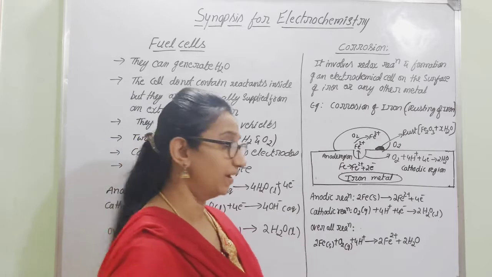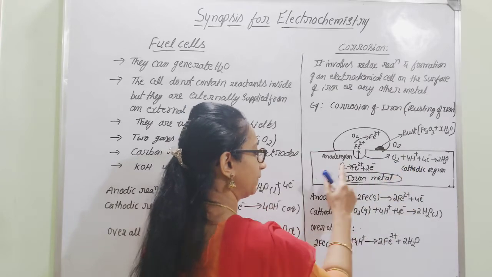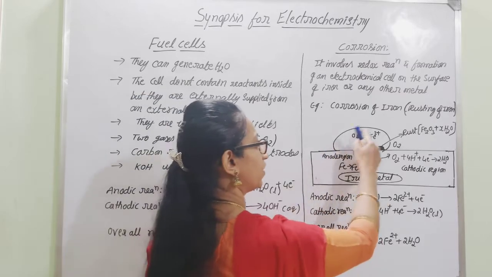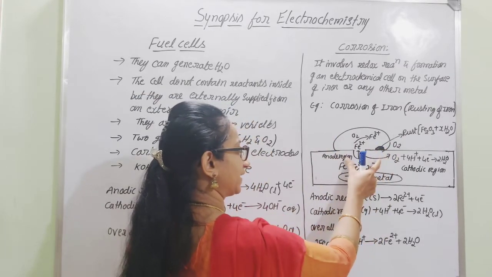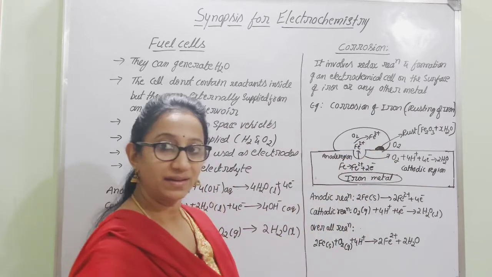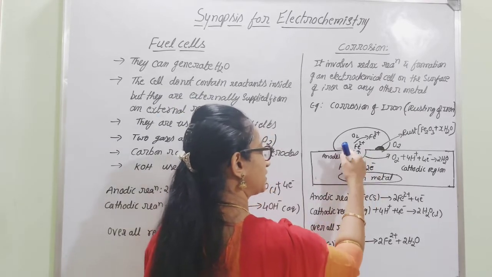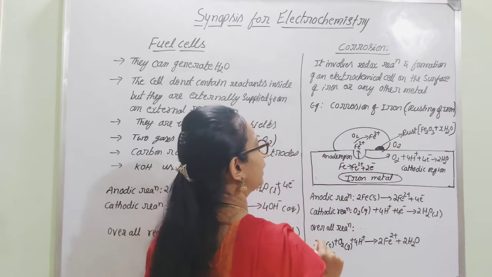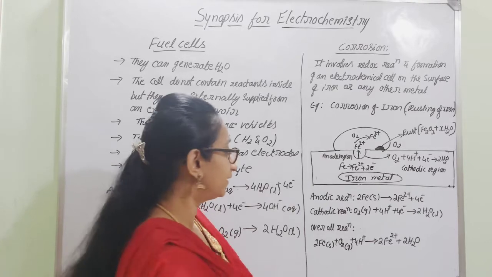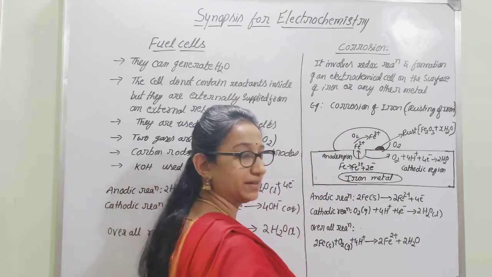Take the example of iron metal, as I have represented diagrammatically on the board. Here it is iron metal. If there is a water droplet on the iron metal, it acts as a cell, so both anode and cathode regions are present in that particular region. The iron metal is surrounded by the water droplet, and oxygen is also present externally, since the surface of the metal is in contact with the air.